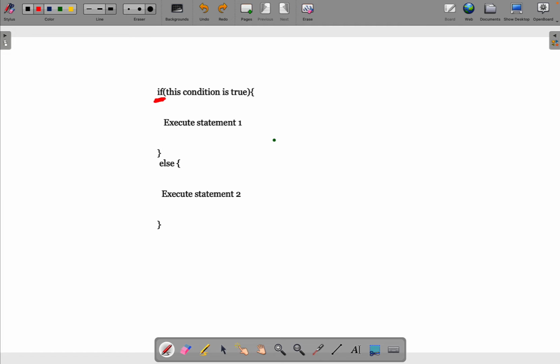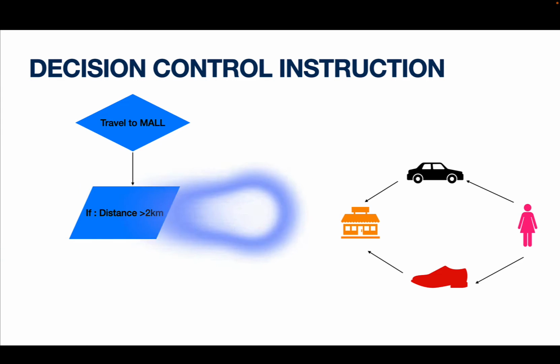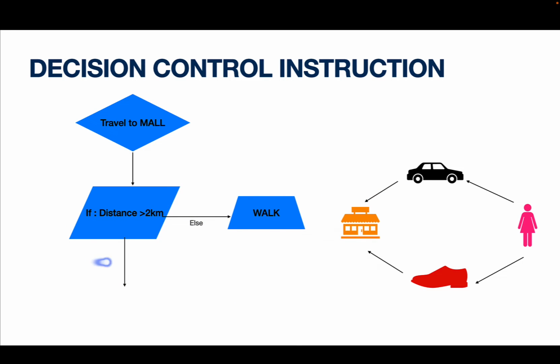Here, this keyword if tells the compiler that whatever we have written within this bracket, if that is true, then we will execute this statement. Else, if this condition is false, then we will execute this whole block. Now coming back to our example, if the distance is greater than 2 kilometers, then you have to drive by car, else walk. Let's see how we can write the same thing in Visual Studio Code.